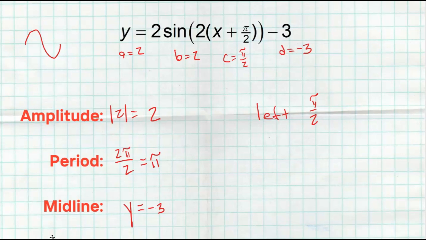So we see that midline is going to be at -3. When we go up 2, we're going to go to -1. We go down 2, we're going to go to -5. But the other thing is this starting point. This starting point right here usually happens at 0, 0 for our sine function. But that starting point is now going to happen left pi over 2. So we're going to see that starting function get moved over.